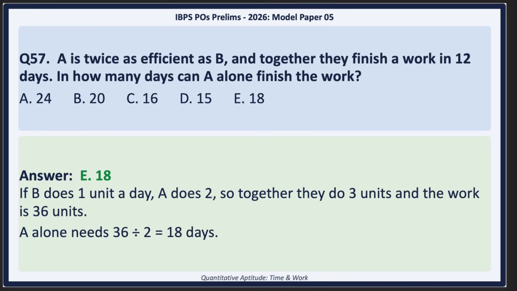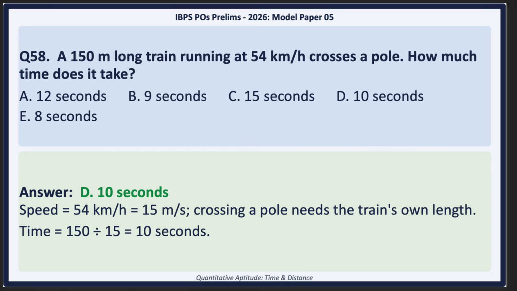You've got it. Nice. And for question 58, a 150-meter train running at 54 kilometers per hour crosses a stationary pole. The trap here is the mixed units, right? Exactly. You must convert kilometers per hour to meters per second. So 54 kilometers per hour is 15 meters per second. Right. And since the pole has no length, the train just has to clear its own 150 meters.